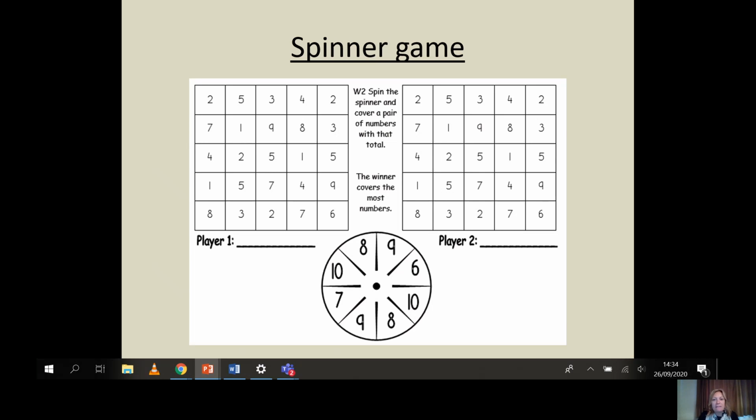Then the other player has their grid, they spin and do the same thing, and the winner is the person who's covered the most numbers. Okay, so you might have 5 turns each. You might keep going to the grids of 4. Again, just a nice way of playing with numbers.